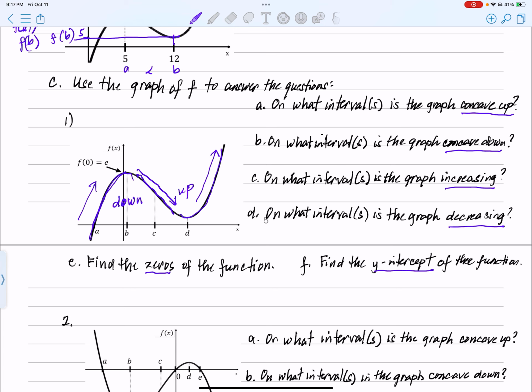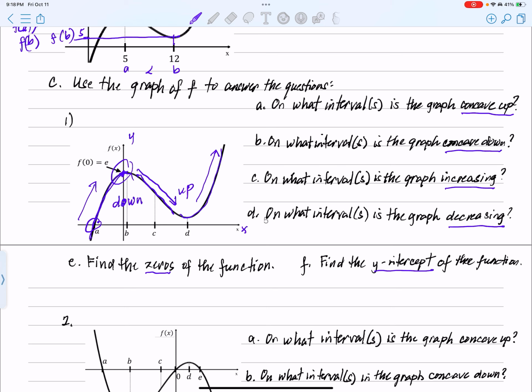Zeros: where it intersects the x-axis. This is our x here. So we can see this point right here. It intersects at the x. And the y-intercept intersects at the y. So there is a point right here. Okay? So I think you are ready to answer the questions.